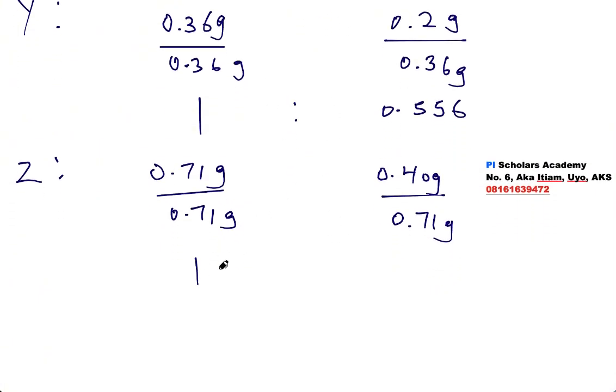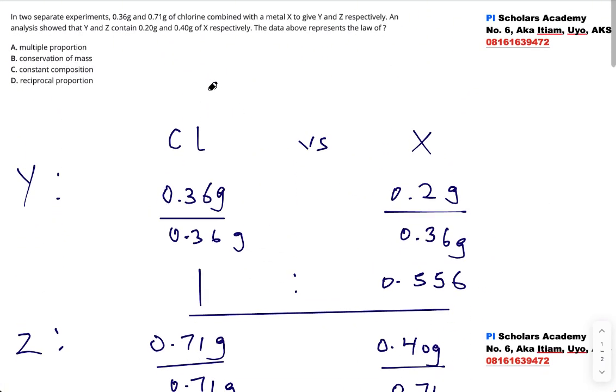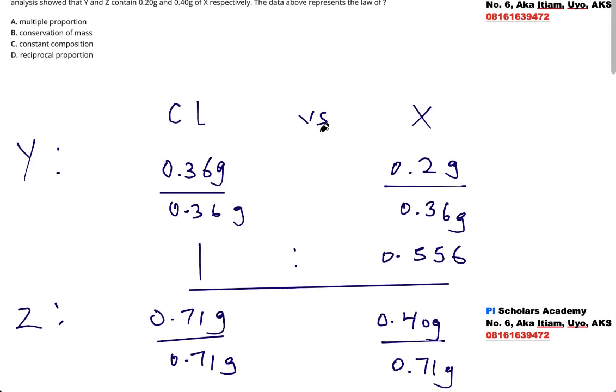If you look at this very well, this will be 1 ratio. If you press your calculator, 0.4 divided by 0.71 is approximately 0.56 grams as well. Now, what you notice here is that this ratio up here and this ratio down here are the same thing. Which implies that when these two separate experiments were performed, the combination of chlorine and metal X, they combine in the same ratio of their masses.